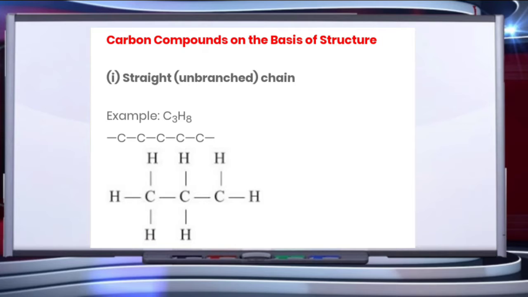So the first category is straight chain unbranched carbon compounds. Here the example of one of the alkanes, that is C3H8, propane, is given. So you can see in the structure, children, it's a single straight chain without any branching, with the formula C3H8. So this is the first kind.